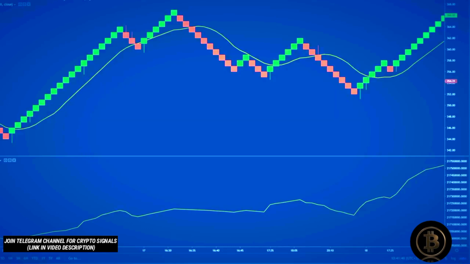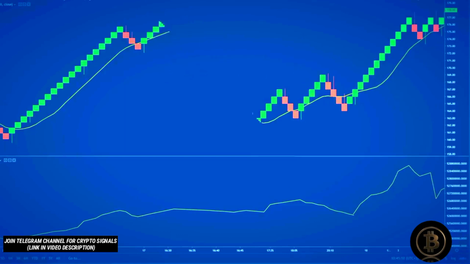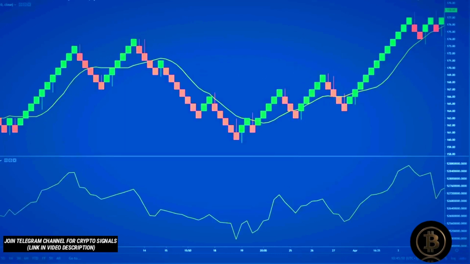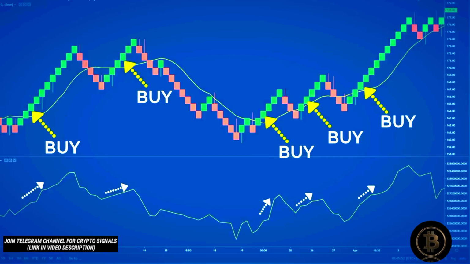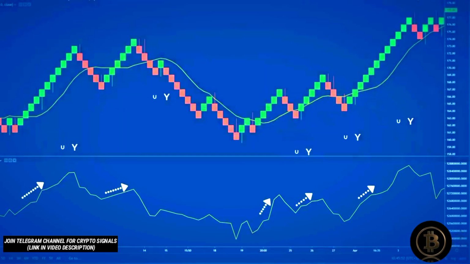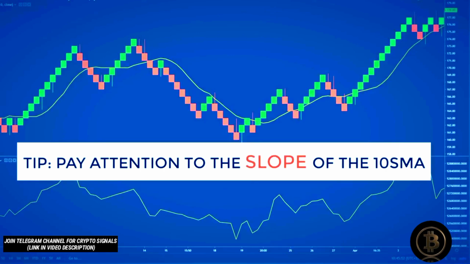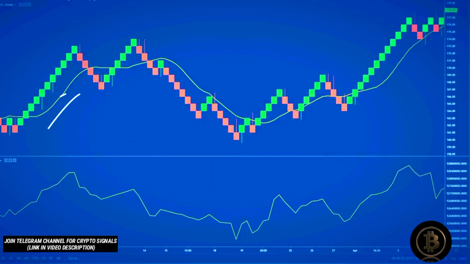In this example, we have 4 valid buy entries, all of them bringing decent returns. And here we have another chart in which we had 5 signals. Remember to always look at the on-balance volume to confirm the entry. Also, here's another tip to reduce your losses: take a closer look at the slope of the 10 moving average. For better quality signals, try to enter the market when the moving average is pointing upward.